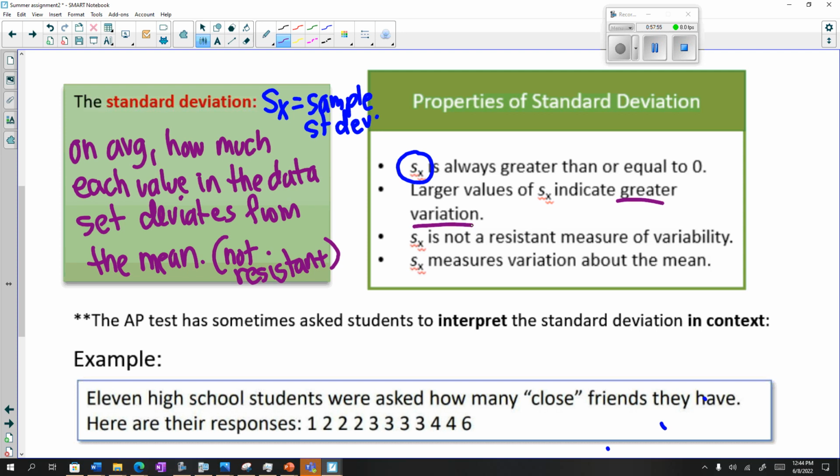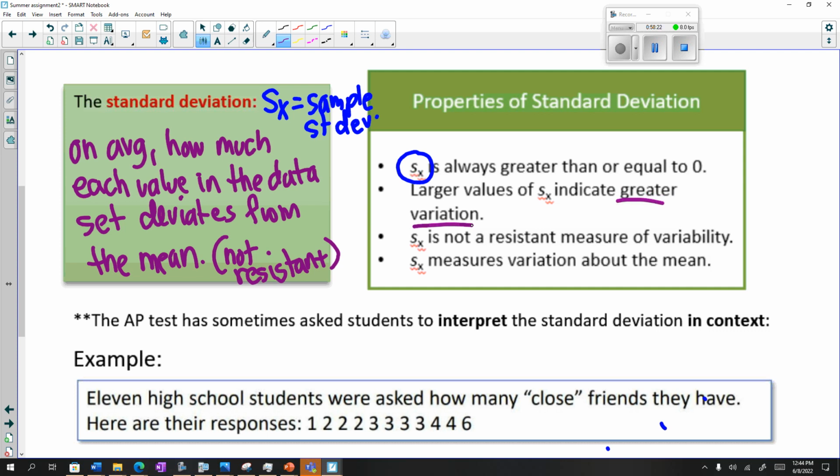So the more you deviate, the more variable you are. Think about this. If you're a student who's very consistent, you get an 85 on every test, 85, 85, 85, 85. Then your standard deviation is low. It's about 0 because you don't deviate at all from your mean. Your mean or your average is 85 and you're getting all 85s, then your standard deviation is 0.